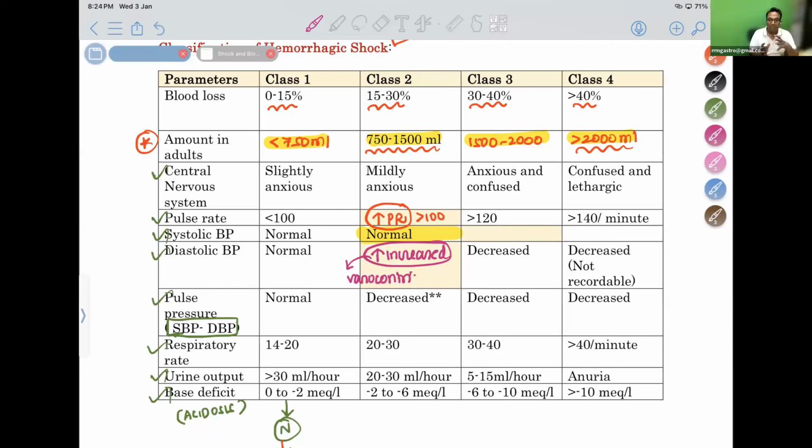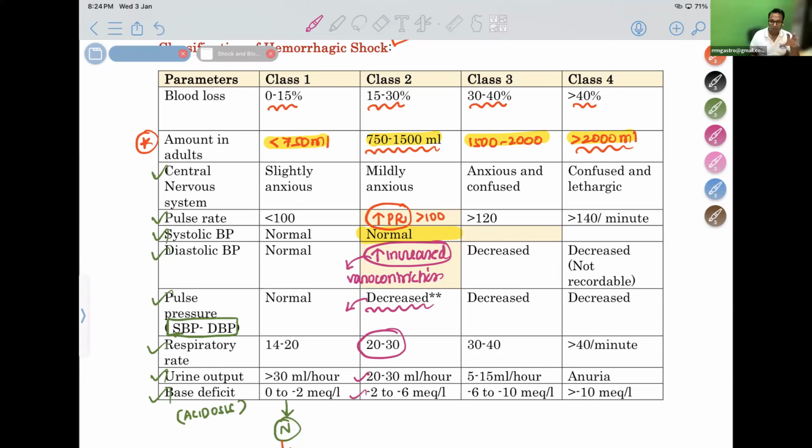It is nothing but compensation, compensatory shock. Pulse pressure, therefore, systolic BP minus diastolic BP, is decreased. Respiratory rate increases. Urine output starts decreasing. Base deficit is -2 to -6. So you need not write the values accurately, but you can write increase, decrease, and so on.